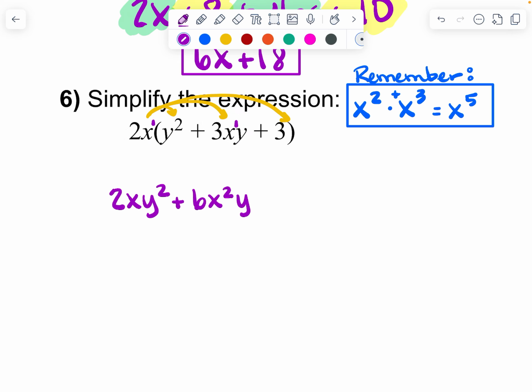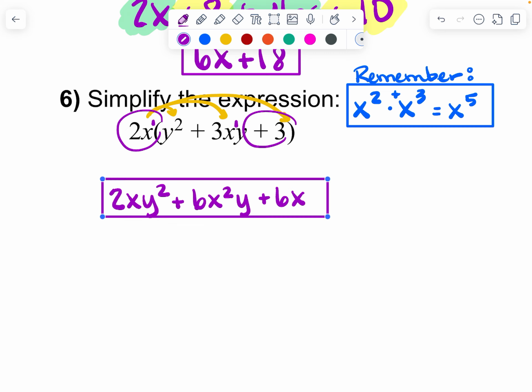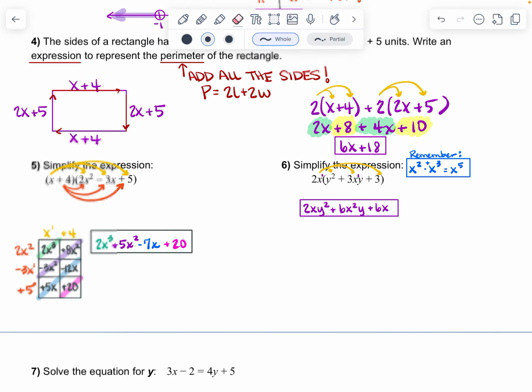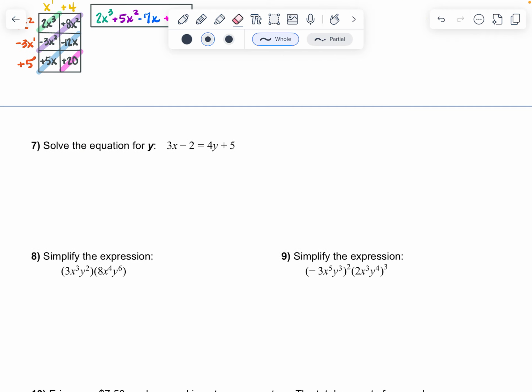And then lastly I'm going to multiply the 2x times the positive 3, which is just positive 6x. And that's my final answer because I don't have any like terms to combine. This is an xy squared term. It can only be added to other xy squared terms, and I don't see any more of those, and the same goes for the rest of them. Okay?